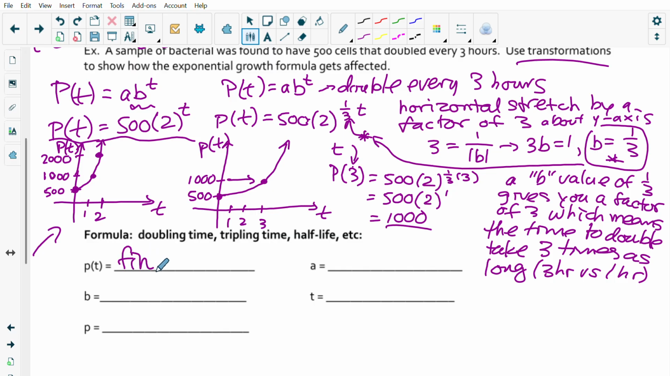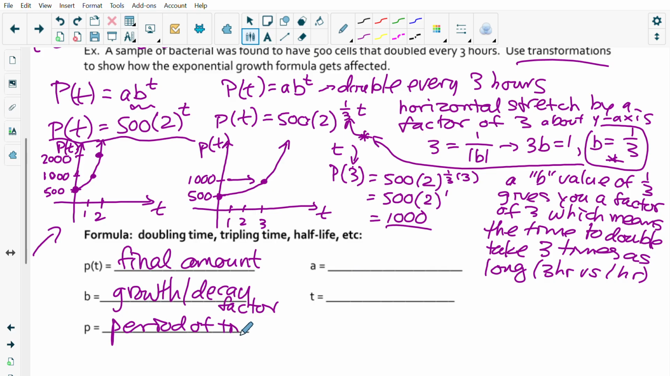So doubling, tripling time, half time, this is the final amount or the number. This is your growth or decay factor. P is your period of time. So that's going to be like your transformation that we just talked about right here. So I'm going to highlight it, folks, right here. That's our transformation that's happening.